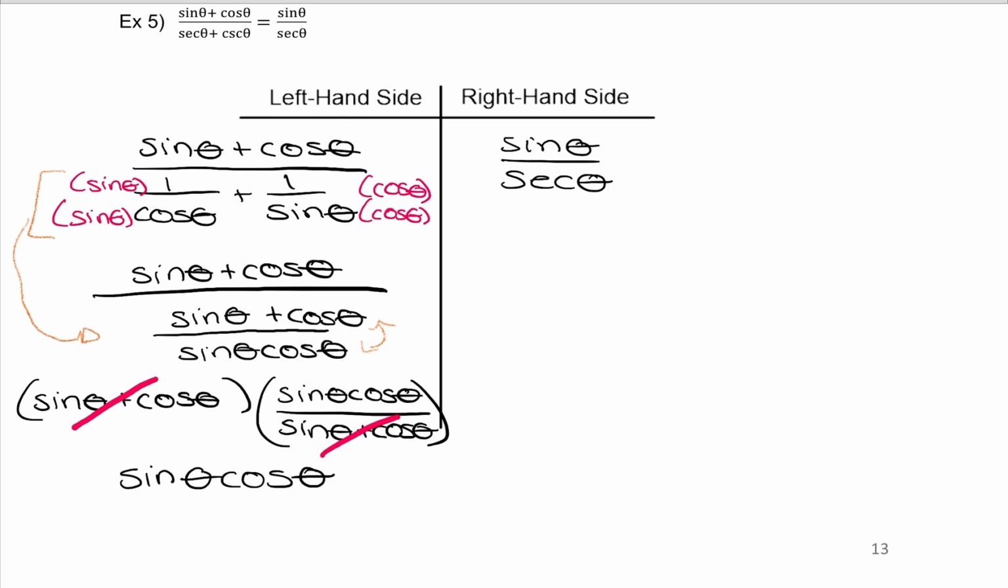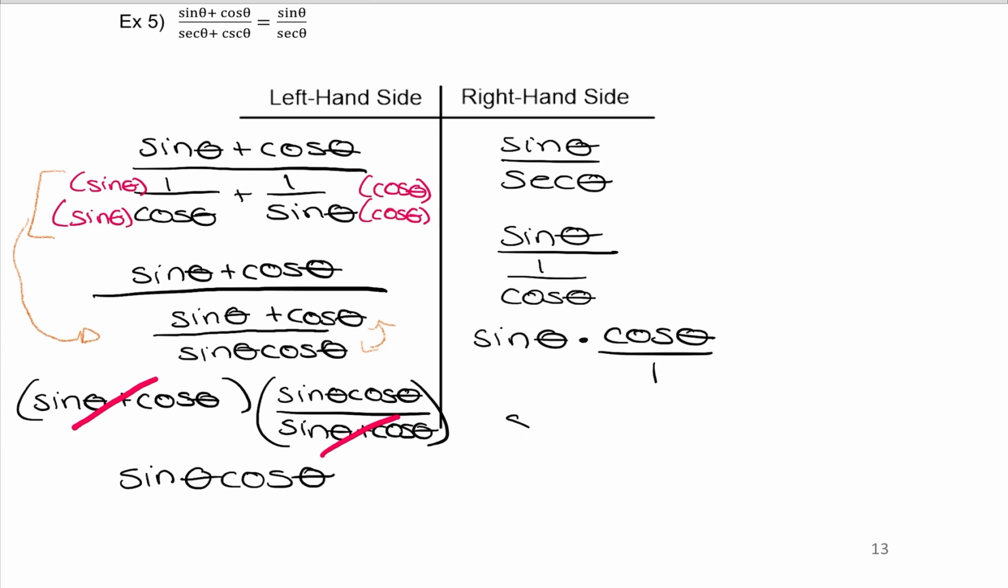So here I'm going to change the secant. I'm going to keep the sine theta the same. I'm going to change secant to 1 over cos. And why am I doing that? Because I see that on the left-hand side, everything is in terms of sine and cos. So I'm just really thinking about my strategy to get these the same. Then I am going to flip and multiply, which you can see when you multiply this, you have the left-hand side equaling the right-hand side.